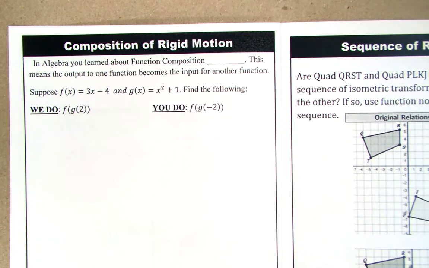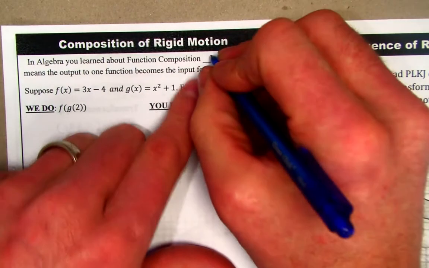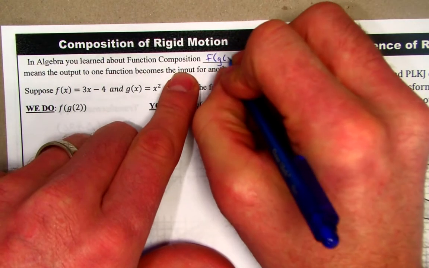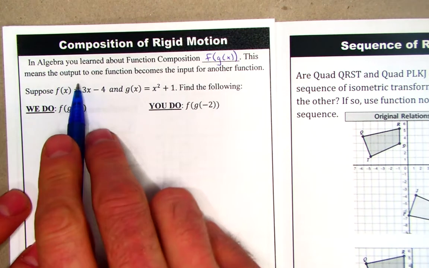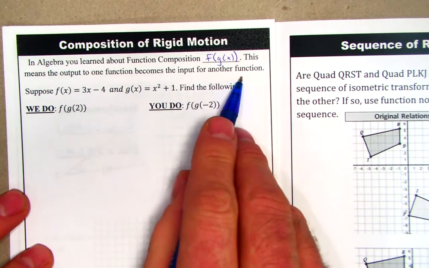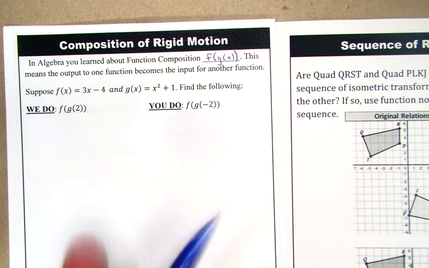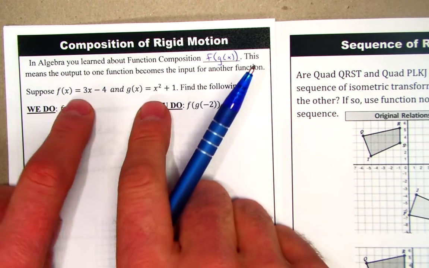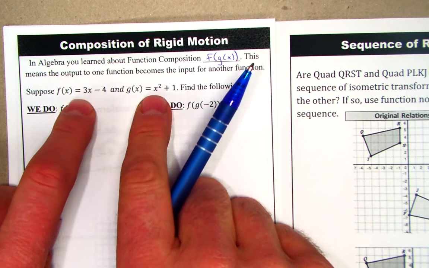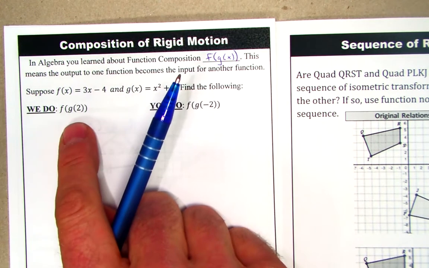All right, let's relate it back to algebra. In algebra, you learned about function composition. That was something like f of g of x. That's just notation. And that just means that the output of one function becomes the input for another, right? So it goes from one function right into another function. And so here, in this example, are two functions, f of x and g of x. One's linear, one's quadratic. And we need to find f of g of 2.